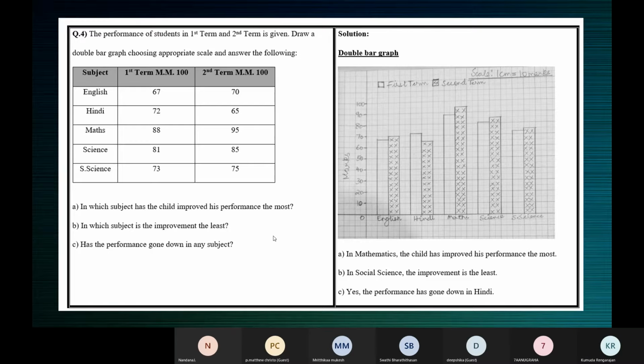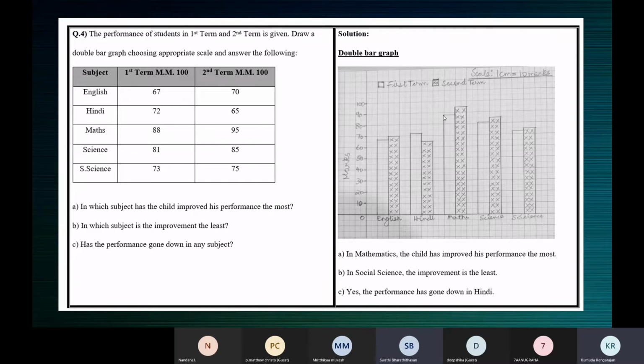After making the double bar graph, these questions have to be answered. In which subject has the child improved his performance the most? Ma'am, in maths, ma'am. Because 7 marks are improved in maths, ma'am.